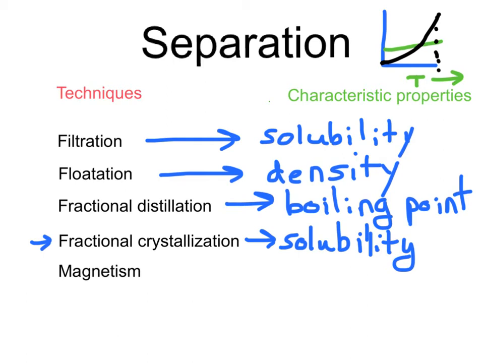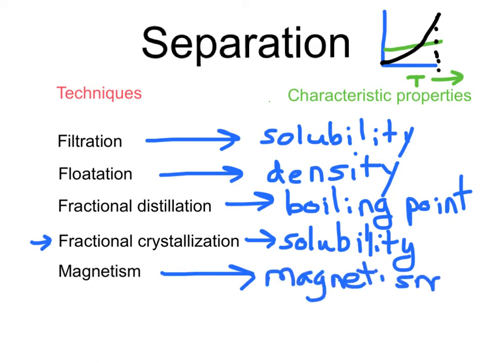It's using solubility just like in a regular filtration, but doing a filtration at a higher temperature with lower amounts of water. Finally, magnetism, quite obviously, uses magnetism. This one's a really easy one. If one substance in your mixture is magnetic, you can easily pull it out with a magnet, and you're depending on the fact that one of your substances is magnetic and the other isn't. If they're both magnetic or they're both not magnetic, you can't do a separation. And that's really all you have to know about separation.